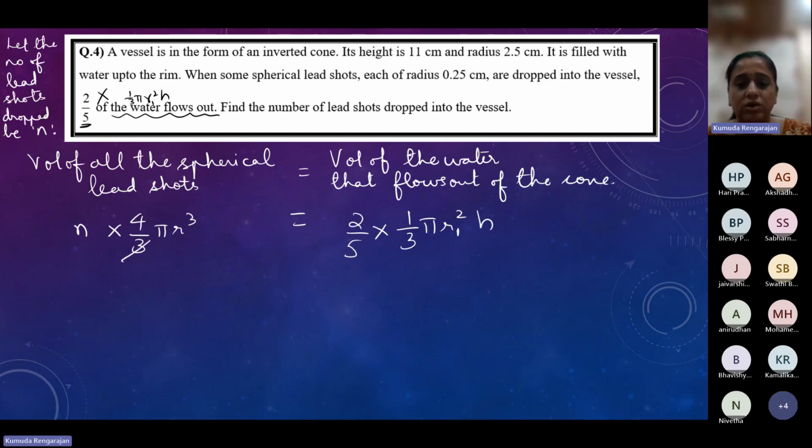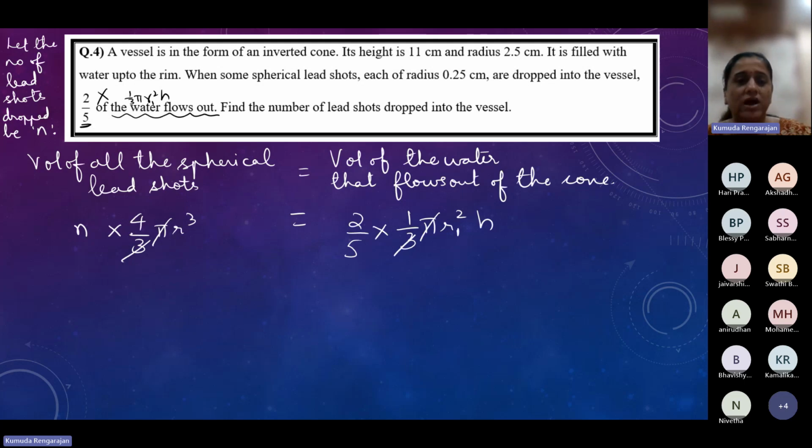So you see 3 on either side. You can cancel out pi. And children, if you have written r cubed and r square here, you can't cancel r cubed and r square because the values are different. That's why you should differentiate.